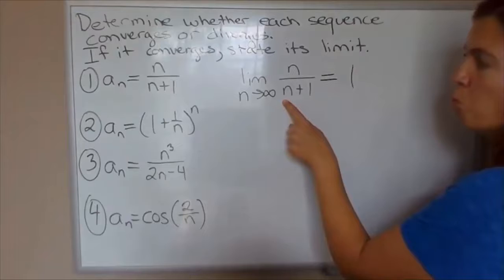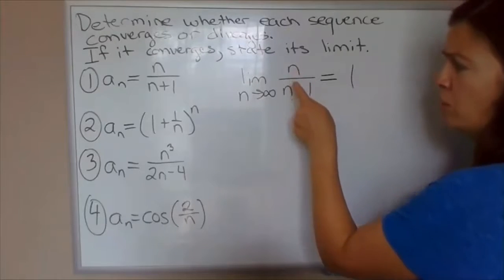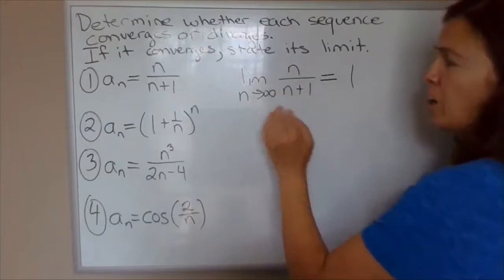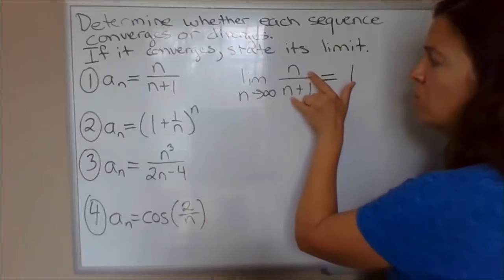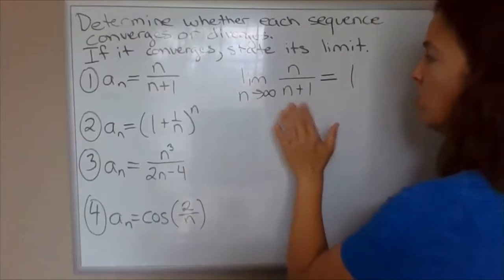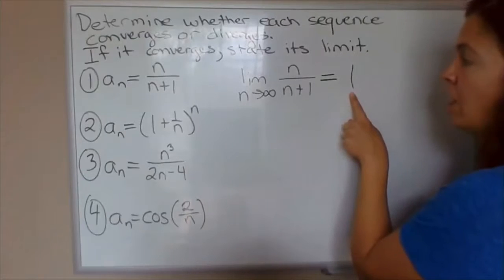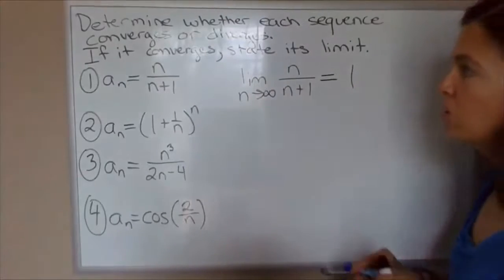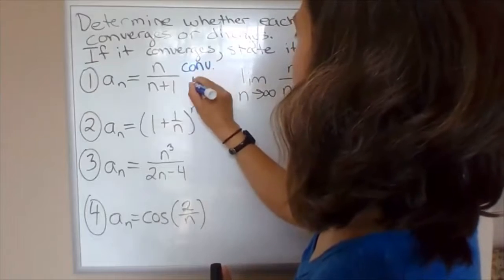You could also use L'Hopital's rule. It's got the form infinity over infinity, so you could take the derivative of the top and the derivative of the bottom, which would also give you 1 over 1. But we're going to see limits of this form a lot, so it's really best if you can recognize rational expressions with the same degree top and bottom. I just do the ratio of leading coefficients. It'll save you time. When the limit is a finite number, as it is here, that means the sequence converges to whatever that value is. So example 1 here converges to 1.